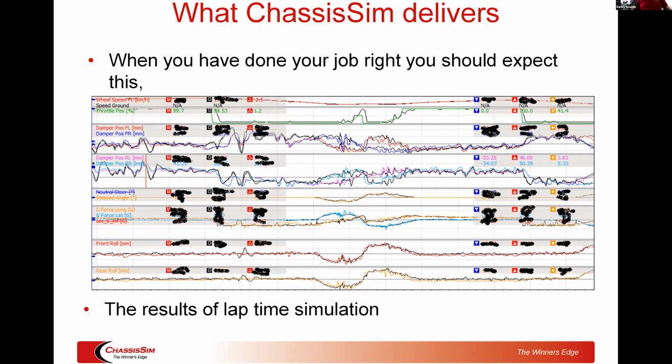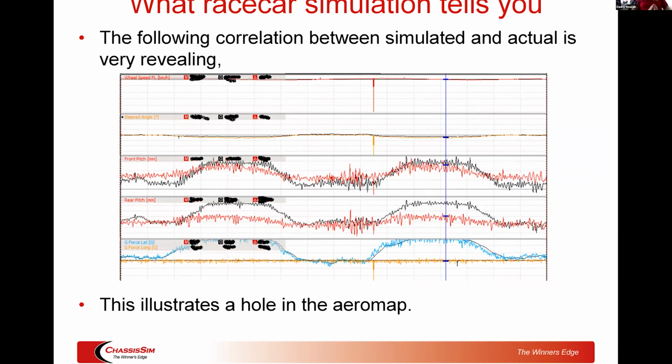Now, to set the scene for our discussion today, this is a slide I presented last year, and even though strictly speaking it's not related to what we are going to talk about today, I really wanted to ram this home for completeness. So what does race car simulation tell you? What we've got here is correlation between super speedway, speedway stuff of actual versus simulated. Again, actual is colored, simulated is black.